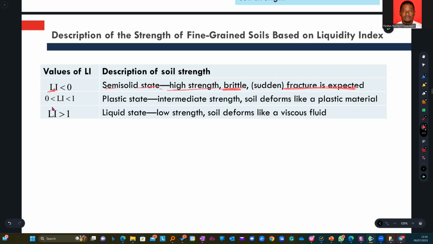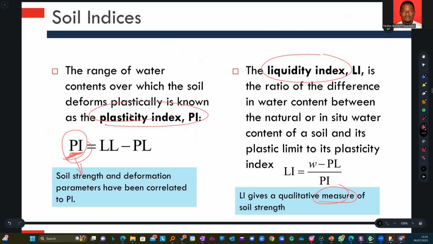Then when you have your liquidity index lying between 0 and 1, then we say you are in the plastic stage. And so intermediate strength is expected. So you see, at the plastic state, intermediate strength is expected and soil deforms like a plastic material. Then when your liquidity value is greater than 1, you are in the liquid state of your sample.